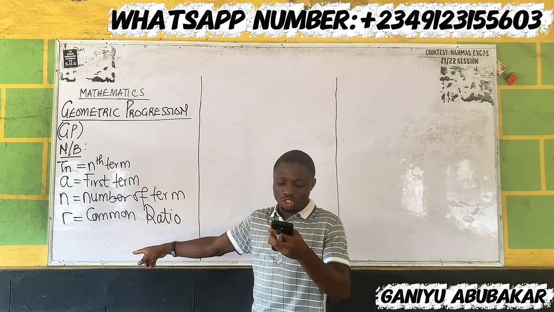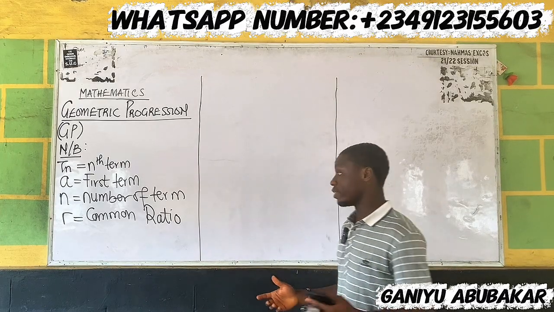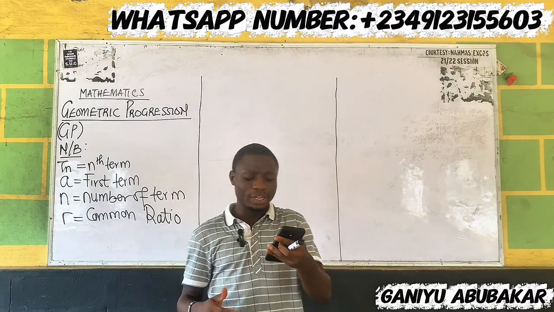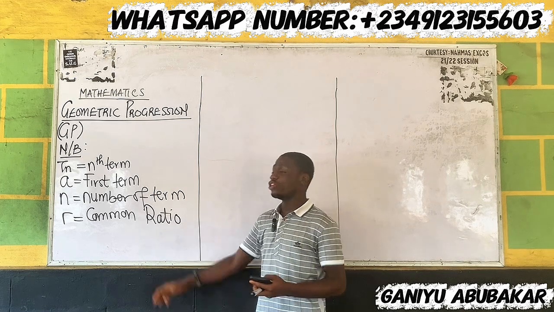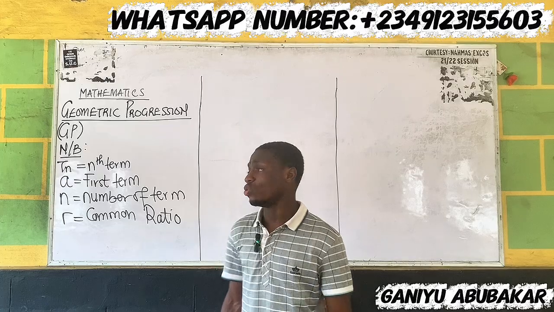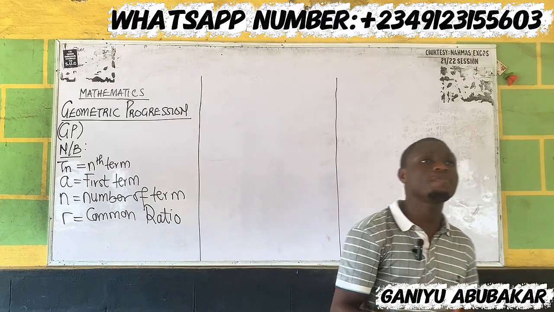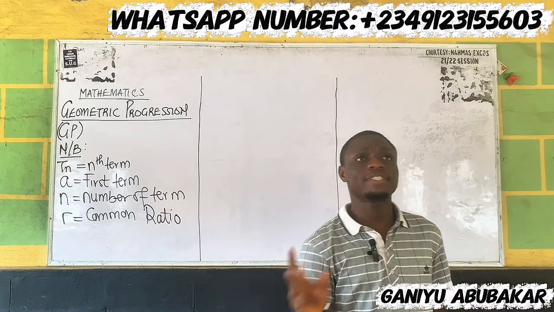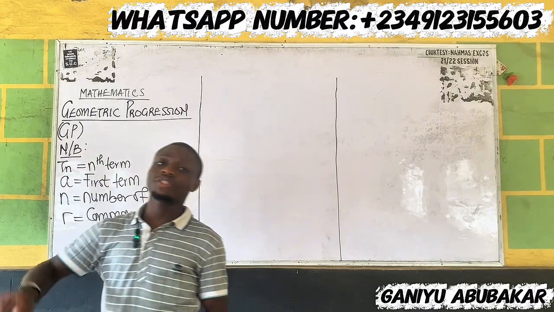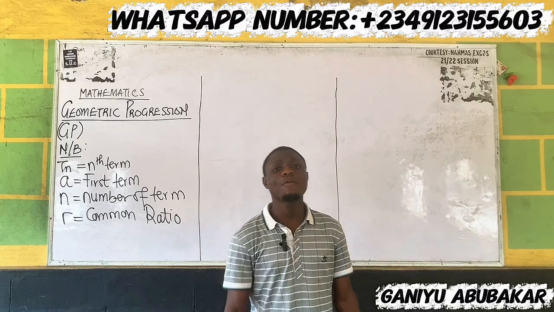So we use common ratio to multiply a term just to get the next term in the sequence. Don't forget that. That's what common ratio is for. So the task now is, how do you get the common ratio? When it comes to common difference in AP, we said to get the common difference, simply subtract the first term from the second term, or the second term from the third term, or the third term from the fourth term. That's how you get common difference. How do you get common ratio?